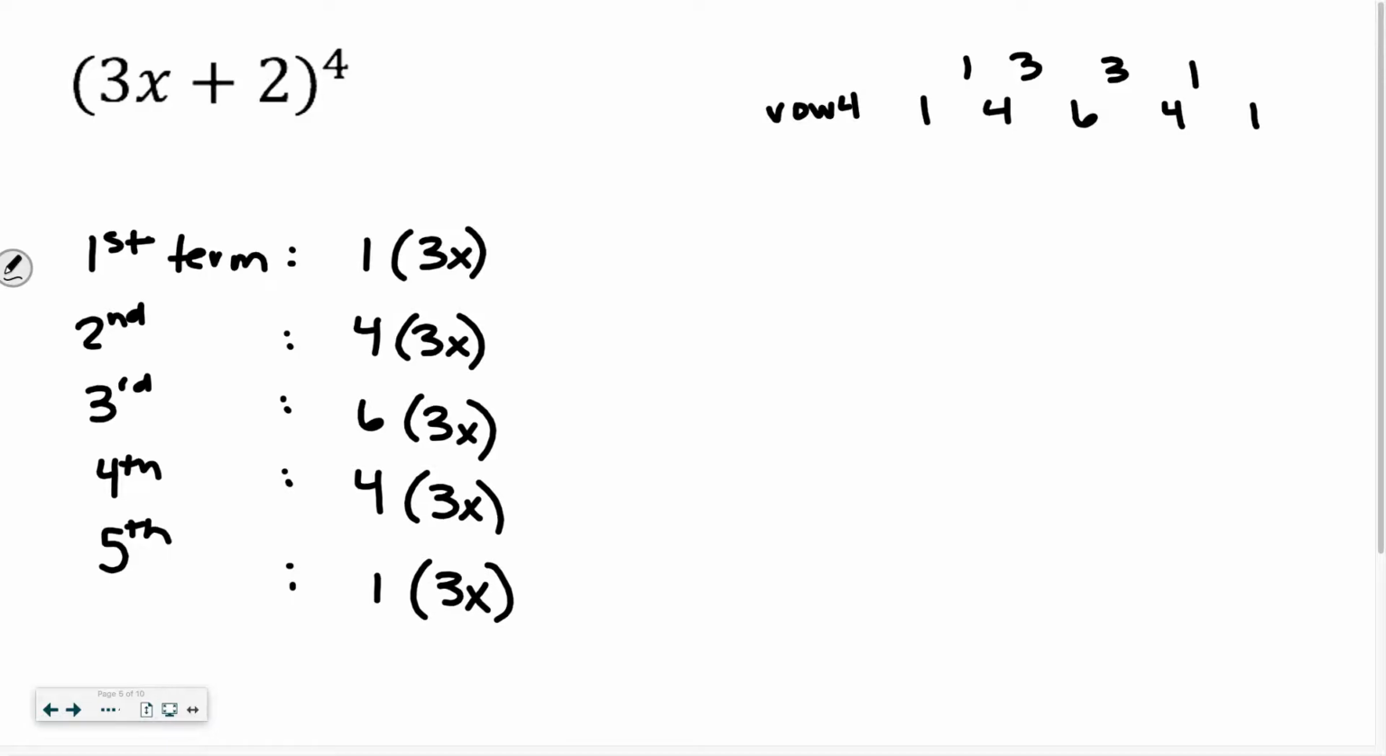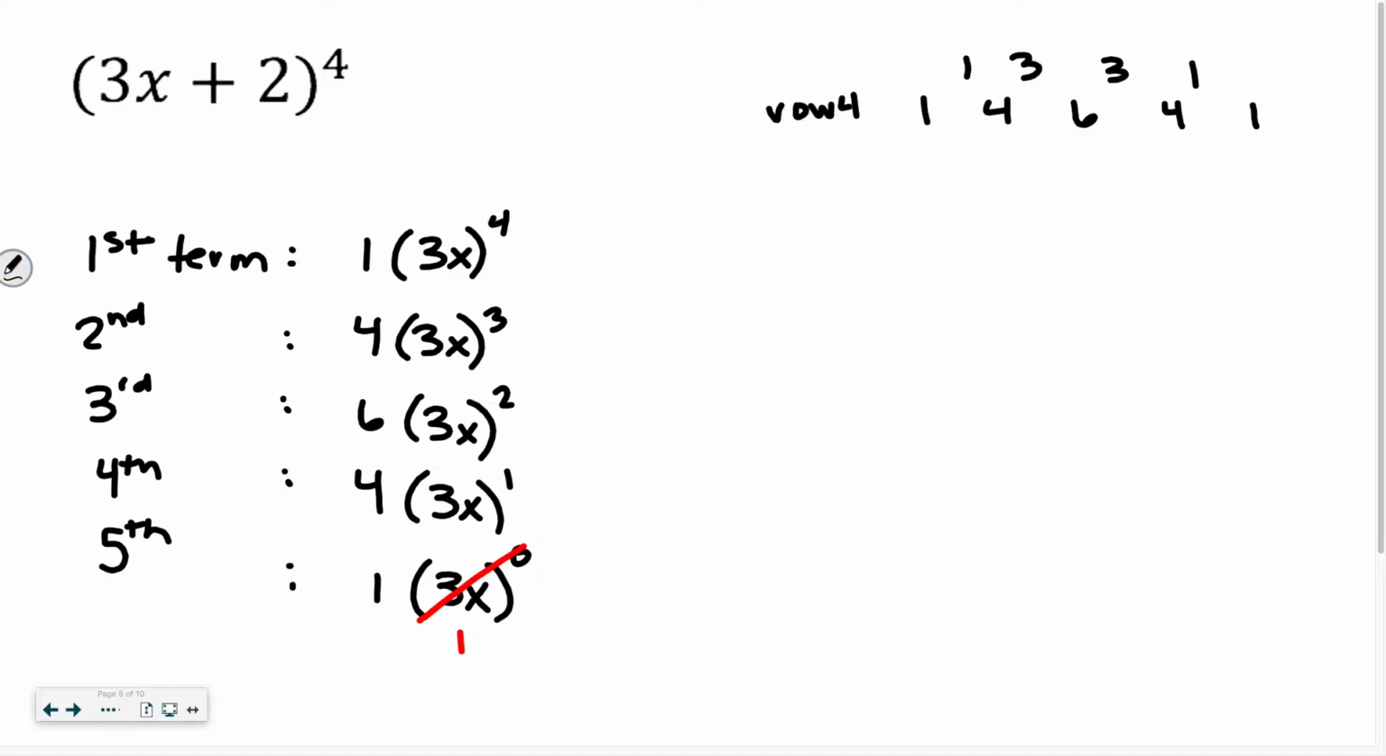And think about your patterns. The first term starts with which exponent? The highest or the lowest? Highest exponent. So we're going to start with 4, 3, 2, 1, 0. We know this one at the bottom, 3x to the 0 is 1, right?